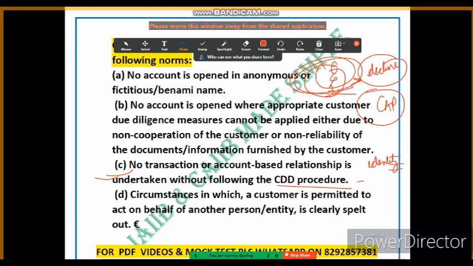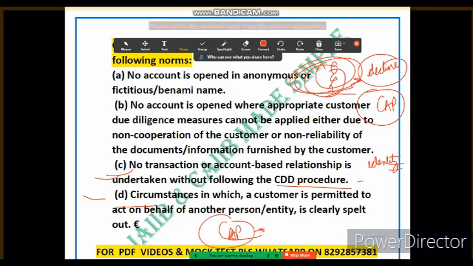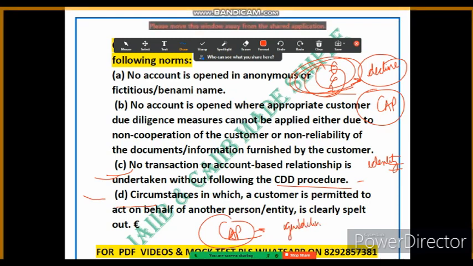Now let's move to point number D. Point D says that the customer acceptance policy should provide clear guidelines on situations where a customer is allowed to act on behalf of another person or entity. This ensures that banks and regulated entities have a transparent framework for understanding when and how a customer can act as a representative. Let me give you an example to make it more clear.